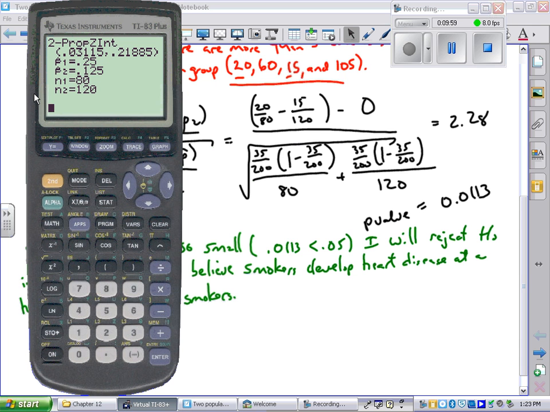Now, don't take this to the wrong extreme. I'm not saying that smoking doesn't cause heart disease. It might cause heart disease. I'm just saying that this information doesn't show me its causal relationship. To determine the causation, I would need to impose the treatment, require some smoking of people.